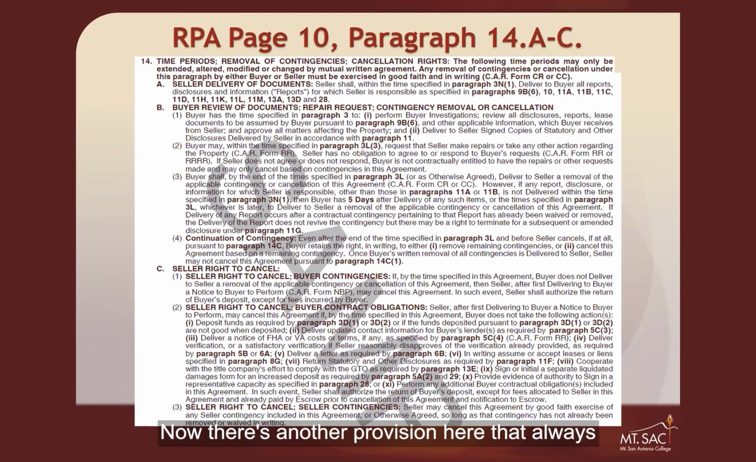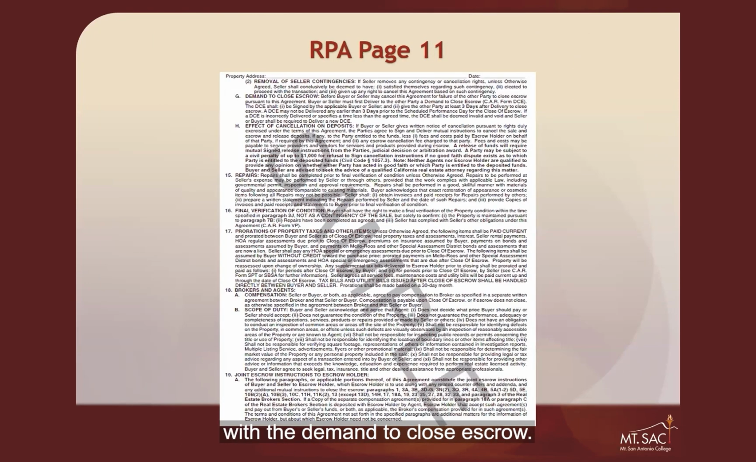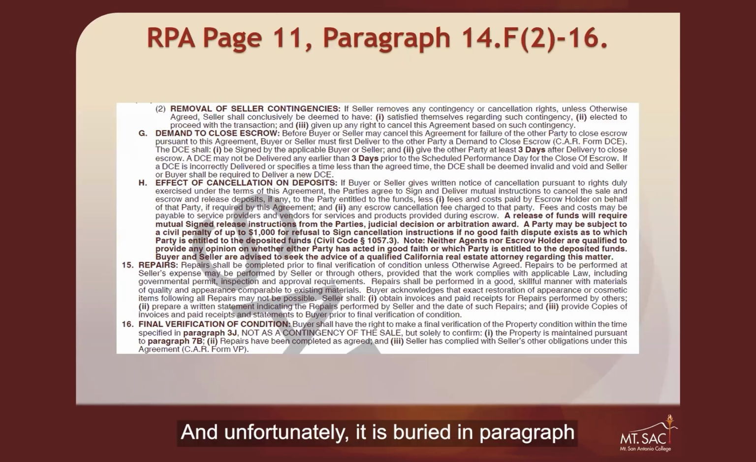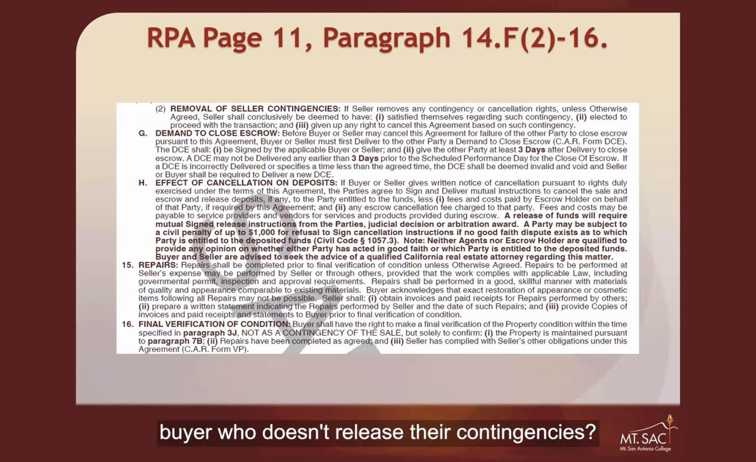All right. Now, there's another provision here that always gets confusing, and this has to do with the demand to close escrow. And unfortunately, it is buried in paragraph 14, and people confuse it with the notice to perform, and they're different. So you have the contingencies. How do you deal with a buyer who doesn't release their contingencies? You give them a notice to perform.